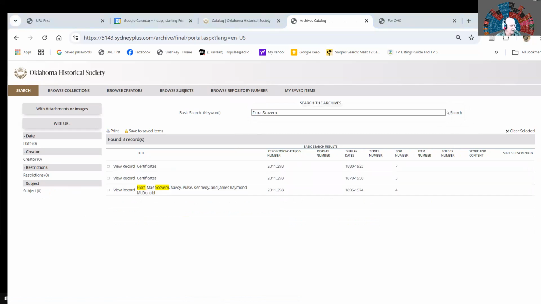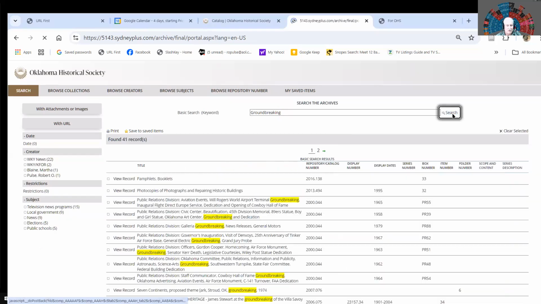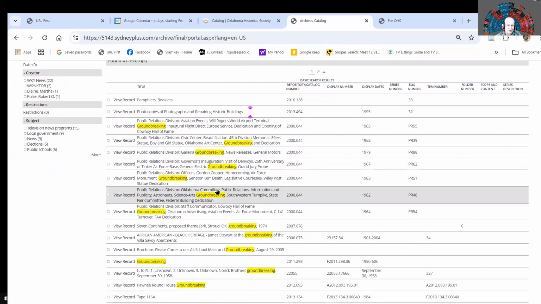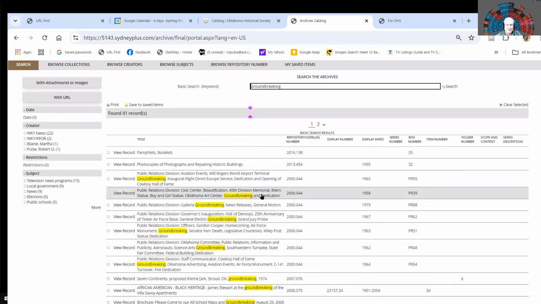Let's see. Some of the other things that I did. Conventions generated a whole collection of conventions. Look how many pages of those. And then I thought groundbreaking, because we had that unknown building that we had a groundbreaking for. If I was back there, I'd go pull all of these to see what matched up with that video and try to figure out what building is being built there. No one's been able to identify it. Guthrie.